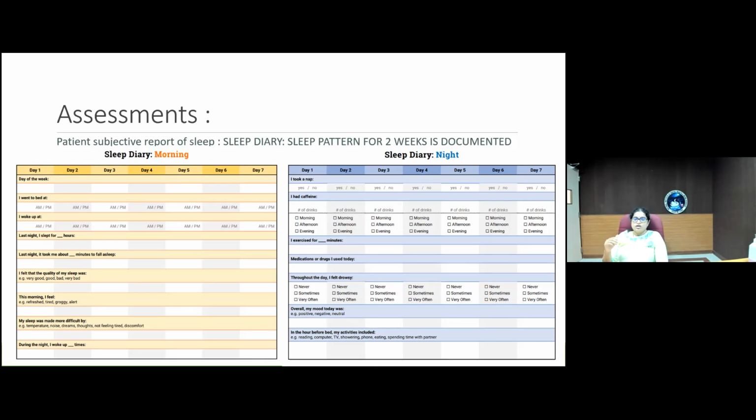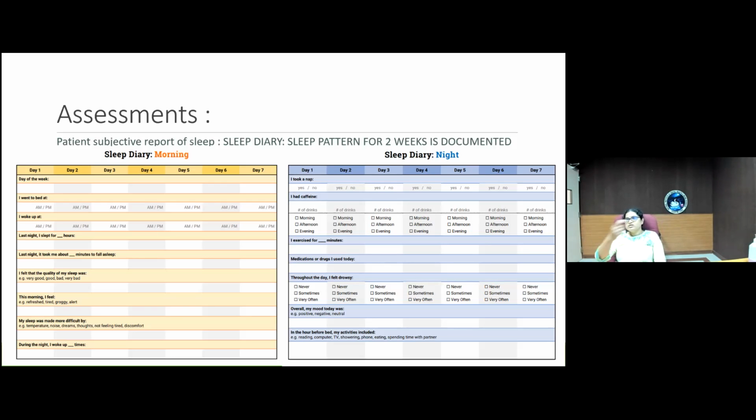The person has to write this at the end of the day. Sleep diary in the night. So basically, the person, sleep diary in the morning, he will take down the sleep pattern in the night. Whereas in the night, he will write what he did through the day.